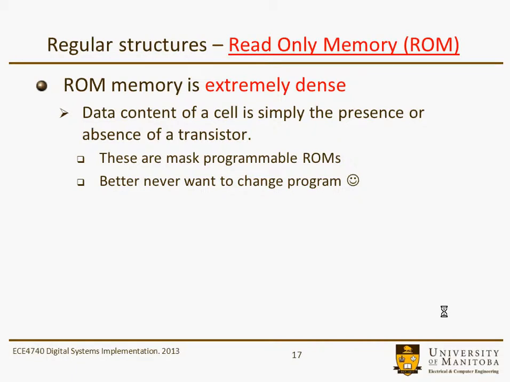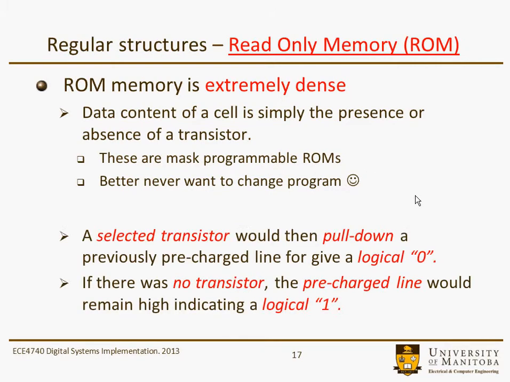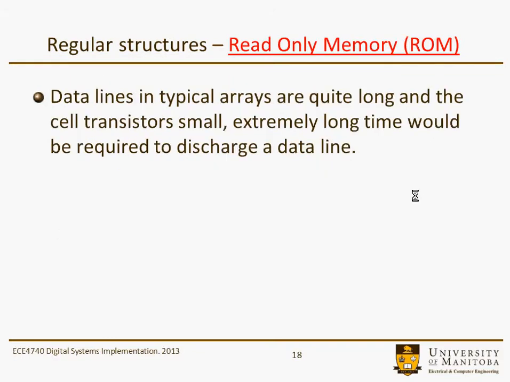ROM memory is extremely dense. The data content of a cell is simply the presence or absence of a transistor. So these are masked programmable ROMs. That means the transistors are placed when they're being manufactured, and in that case you better never want to change the program. A selected transistor would then pull down a previously pre-charged line to give a logical 0. If there's no transistor, the pre-charged line would just retain its charge and provide you a logic 1.